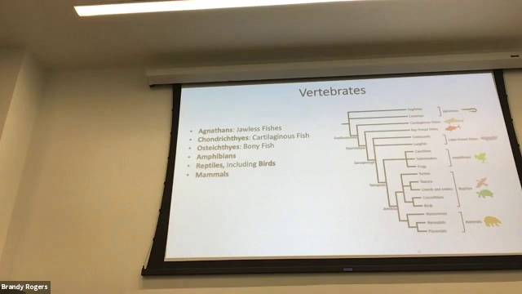All right, so agnathans are jawless fishes. We'll cover those guys first. Chondrichthyes are fishes who have cartilage skeletons. Osteichthyes, bony fish. Amphibians, reptiles, which includes birds. Birds are reptiles. You guys may or may not know that, but now you do. And then finally mammals, including primates and us. Okay.